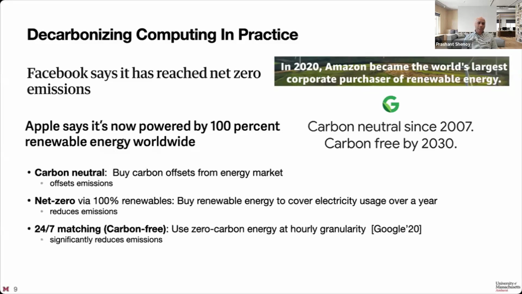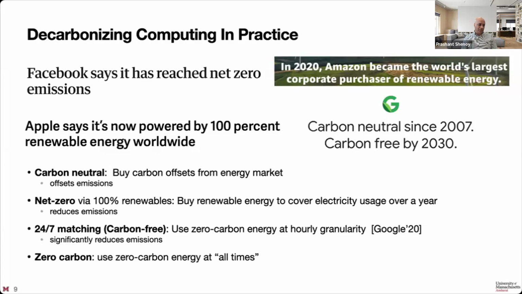The third term here, which is not shown in those headlines, but there have been more headlines that use this term, is called 24/7 matching. What this means is that you should be using zero carbon energy at an hourly granularity, which is more strict than the previous term, which just says that you are essentially using zero carbon energy at 1 year granularity, where your consumption is offset by generation. So this is going to further reduce your emissions.